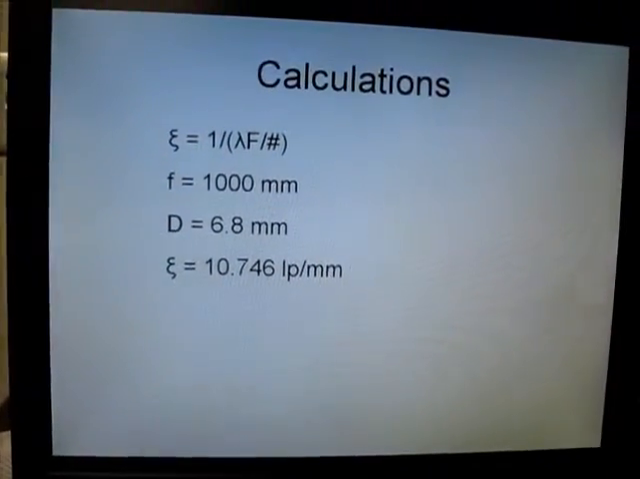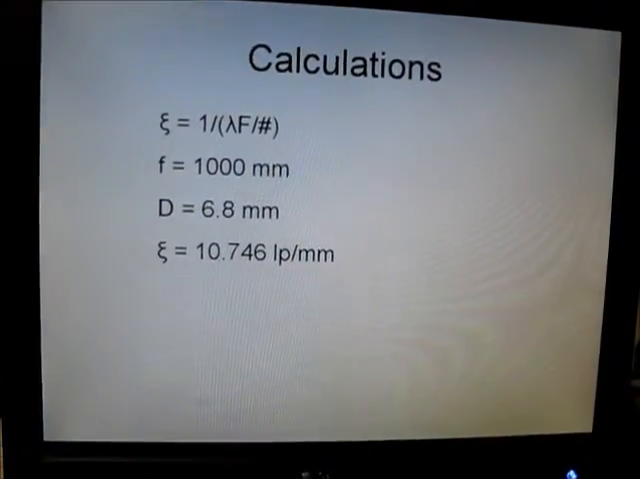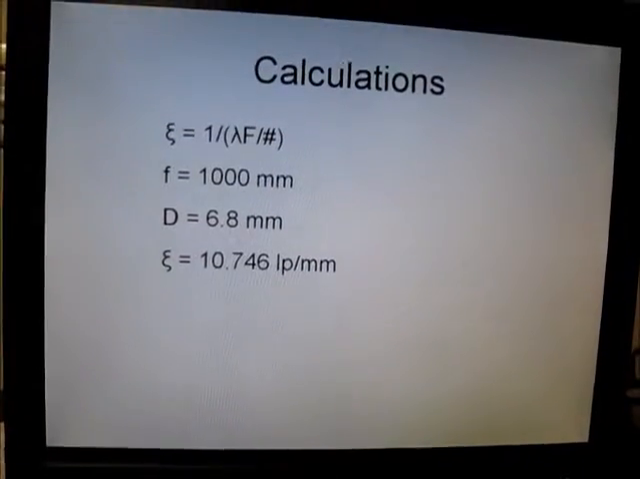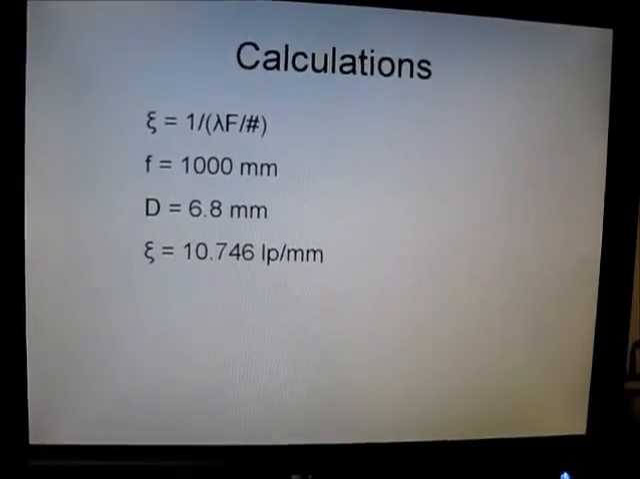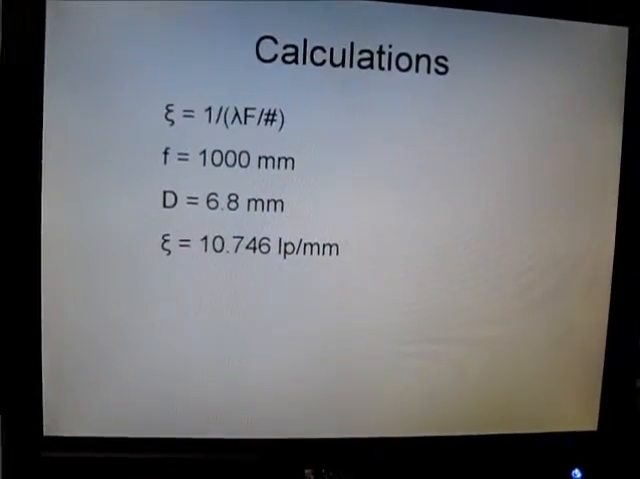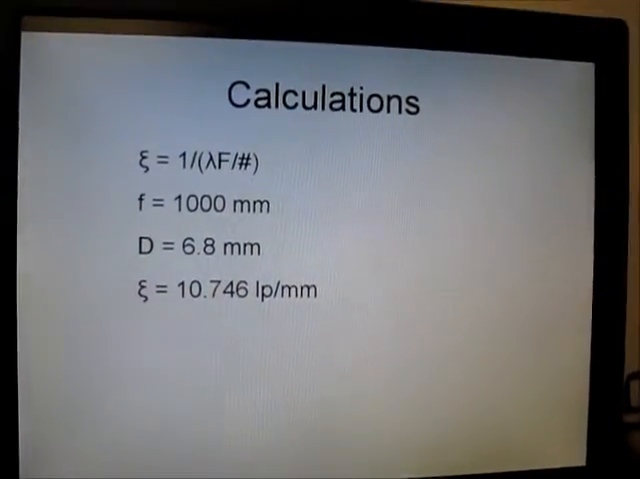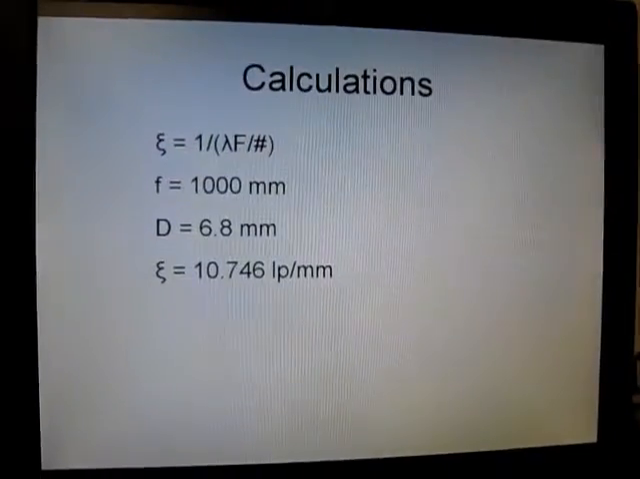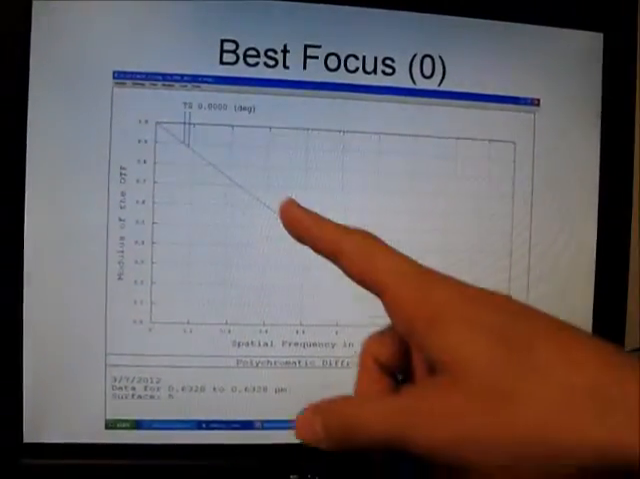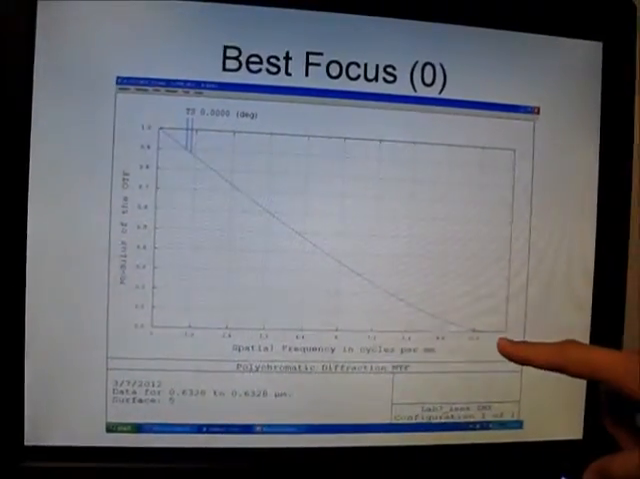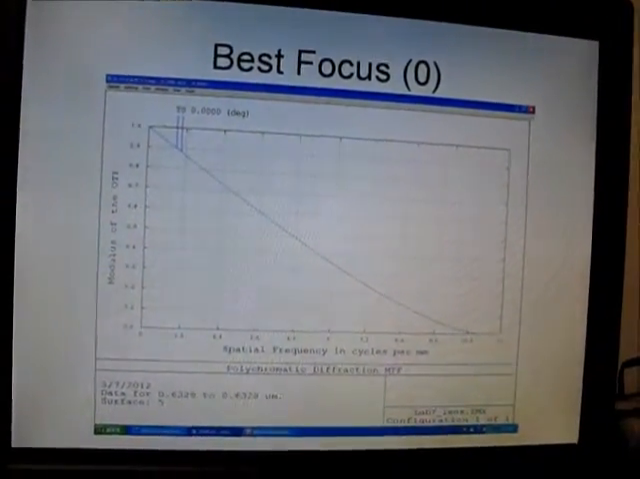For our calculations, we calculated the spatial frequency, which is 1 over lambda times F number. We input our lens into Zemax with a focal length of 1,000 millimeters. The limiting diameter of the aperture was 6.8 millimeters, so the spatial frequency we calculated was 10.746 line pairs per millimeter. Now, as we calculated our best focus spatial frequency, our MTF shows that the best resolution we're going to have is about 10.82 line pairs per millimeter.